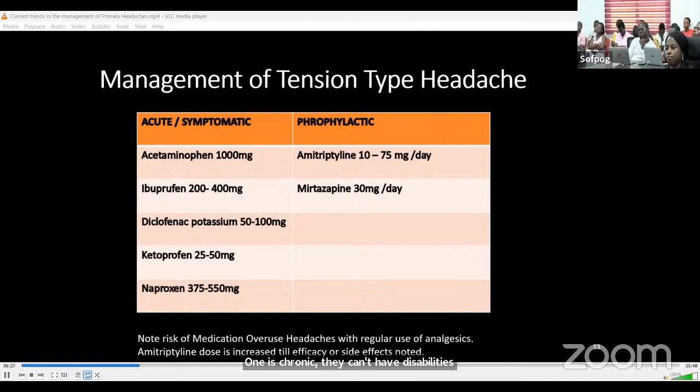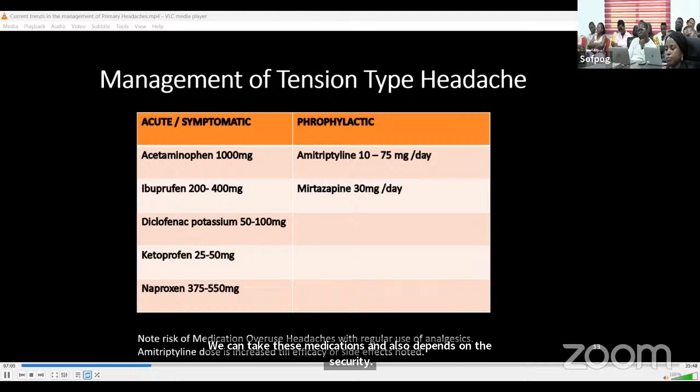So the treatment involves both acute or symptomatic management as well as preventive or prophylactic management. Usually, most people with tension type headache respond to the simple analgesics. So we are looking at paracetamol, acetaminophen, 1,000 milligrams, ibuprofen, 200 to 400 milligrams, and diclofenac, ketoprofen, naproxen can be used. Now, it's important to stress again that it's always good to take medications very early on at the onset of the headache, within 15 minutes of onset, and it also depends on the severity. Usually for tension type headache, once the patient takes it and the headache is gone, they don't need to keep repeating the doses.